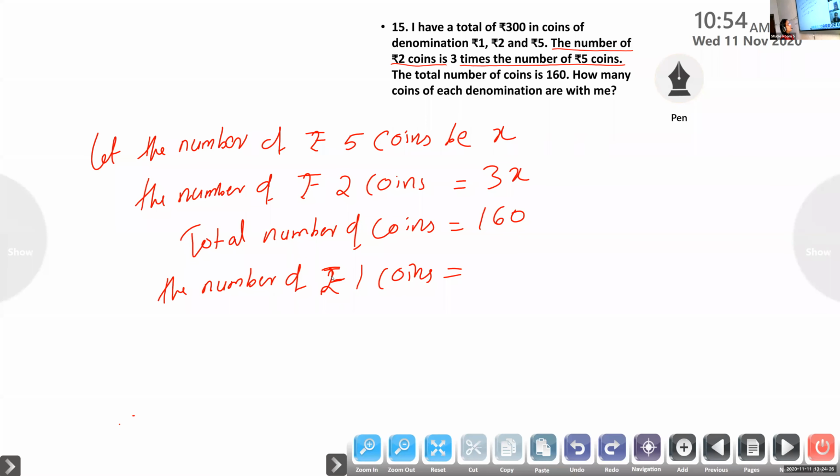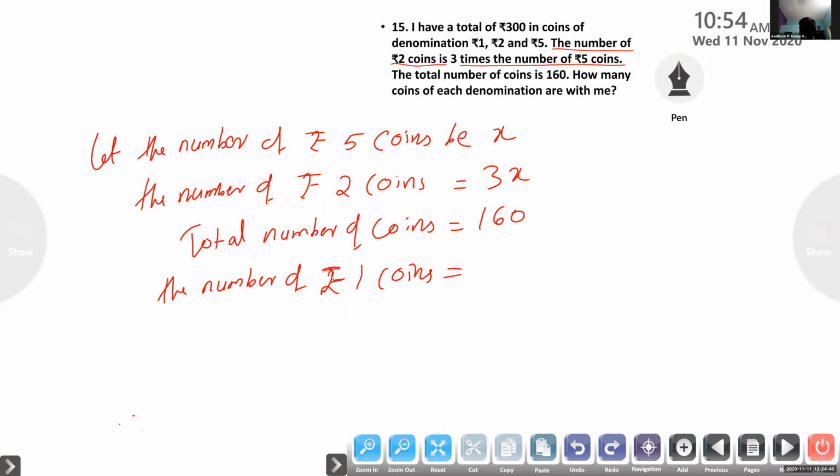Total we have 160. Number of 2 rupee coins is 3x. Number of 5 rupee coins is x. So how many are the 1 rupee coins? Adhikesh? 40. How did you get 40? How can you say that?